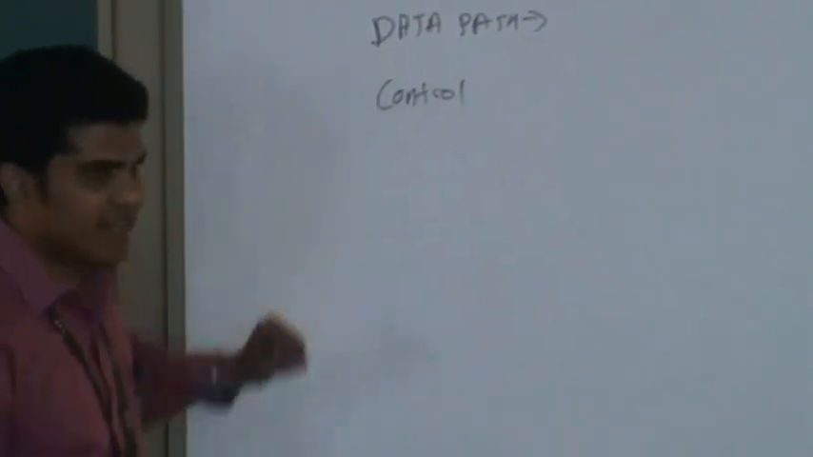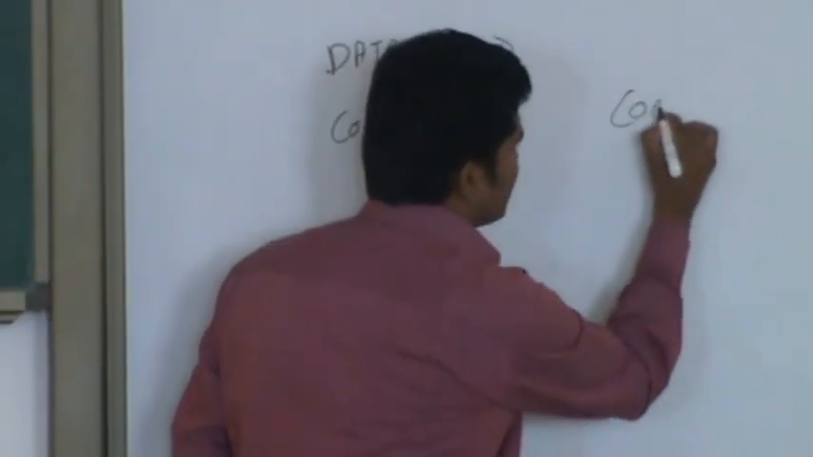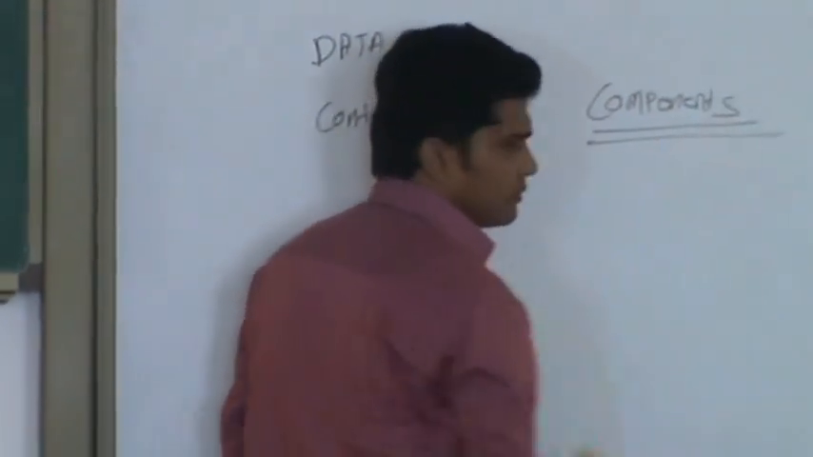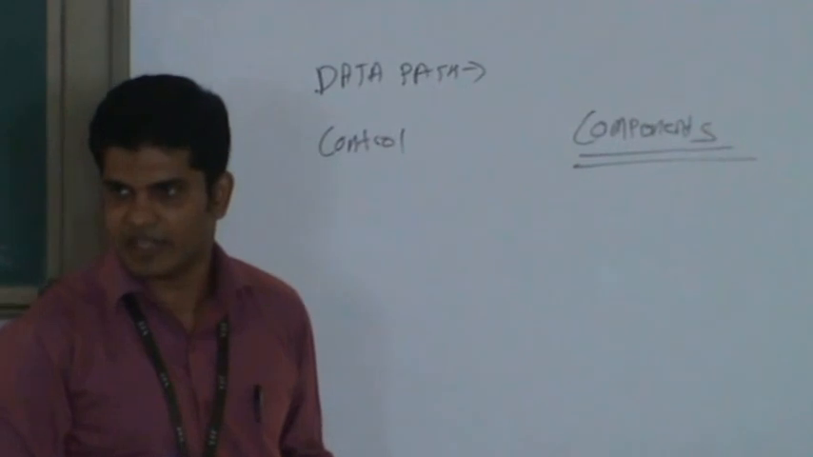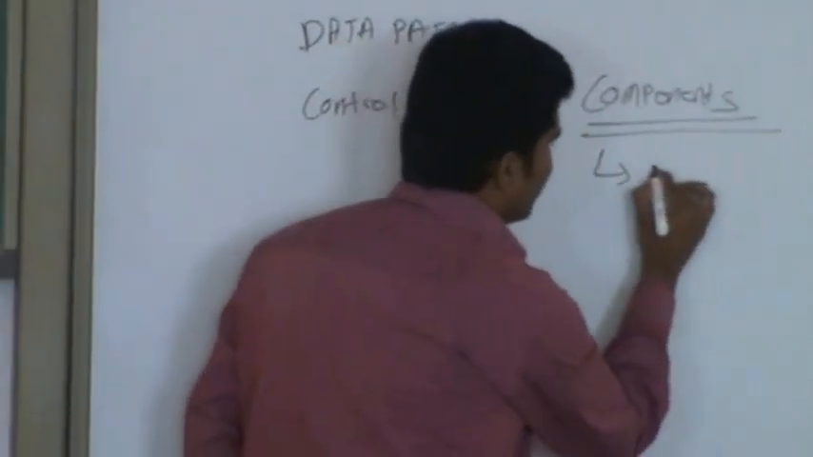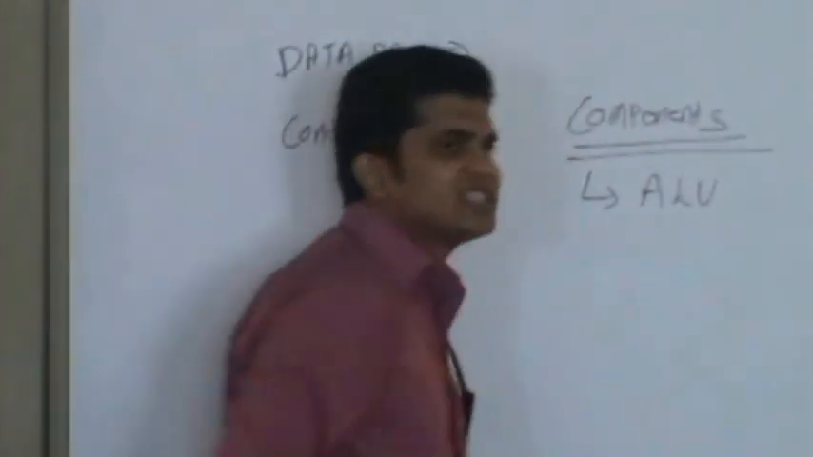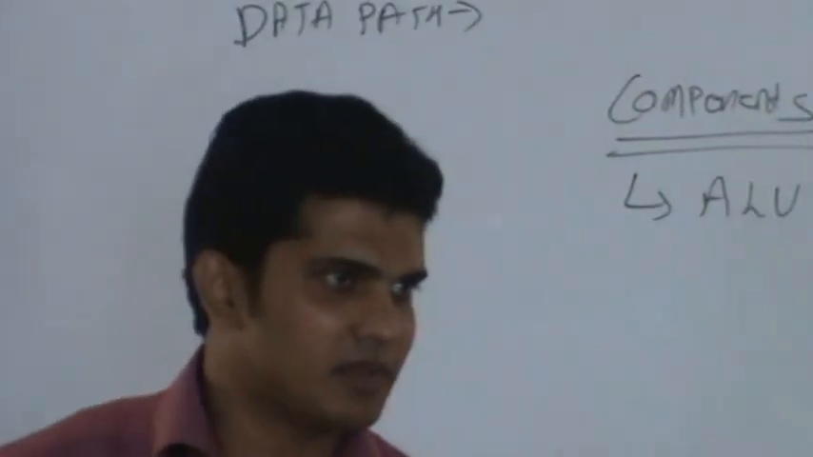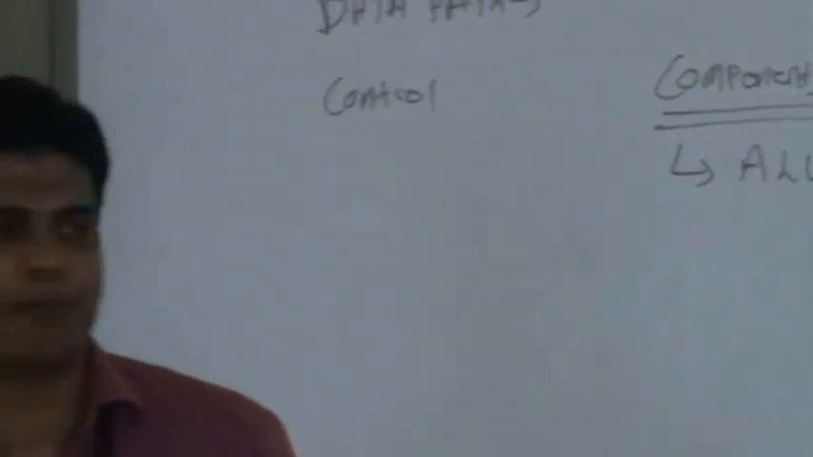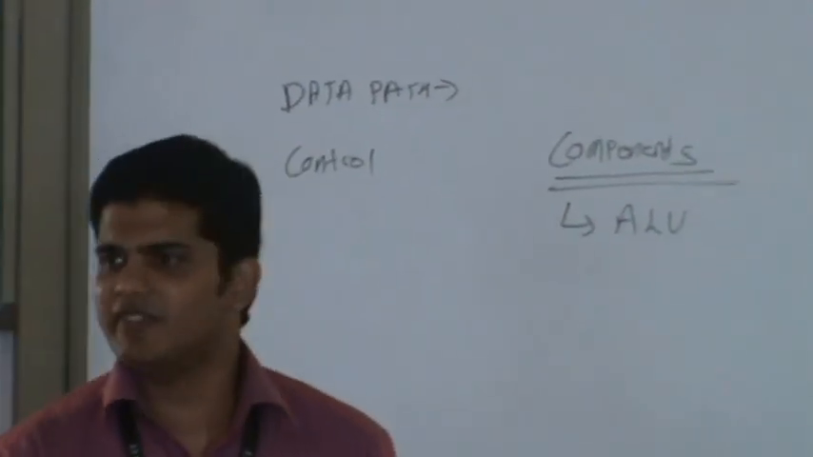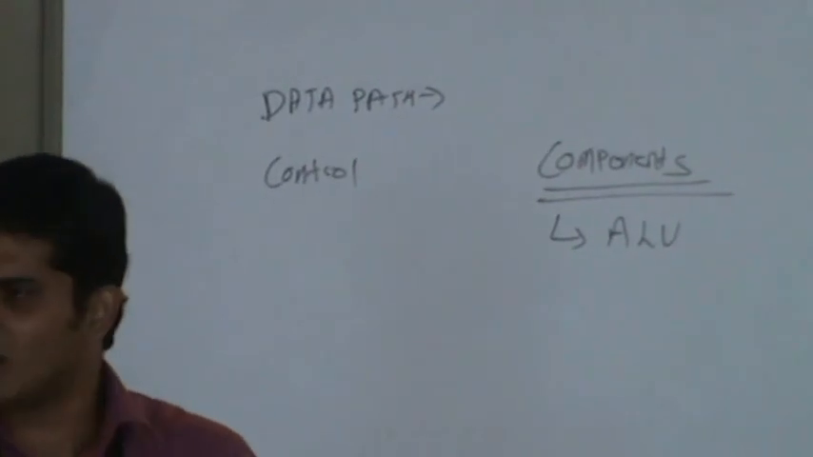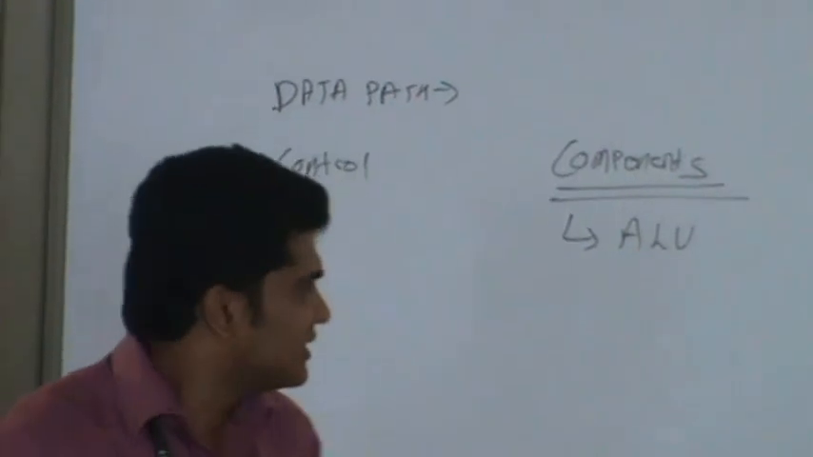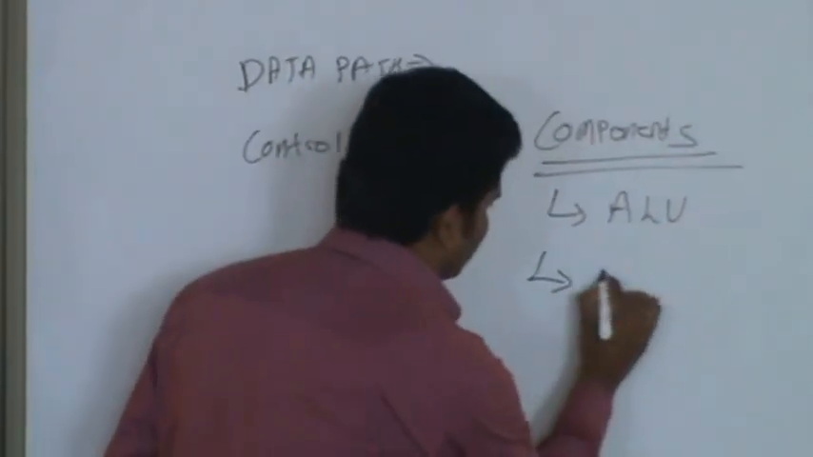Before getting inside it, you have various components of a data path architecture. The first one we will be seeing is the ALU. As we know, ALU stands for arithmetic and logical unit, which does addition, subtraction, multiplication, division, OR, AND, XOR, and various different arithmetic and logical operations. The second one we will be seeing is the register.